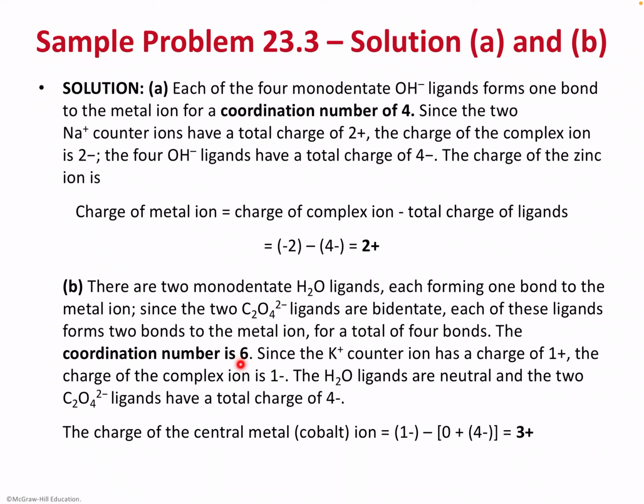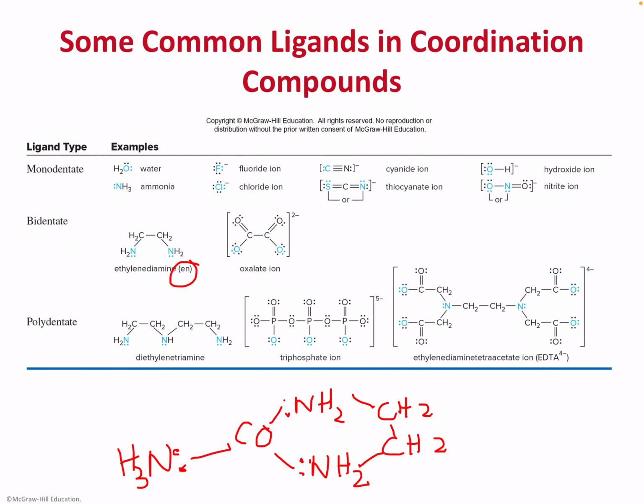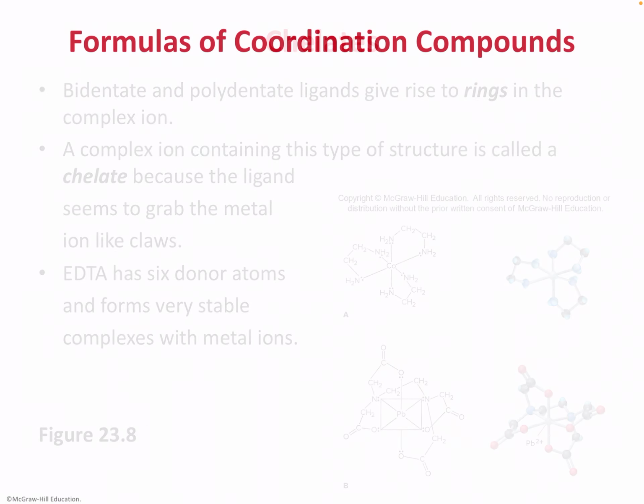Over here it also explains here. Potassium is the counter ion, so charge +1. Charge of the complex ion is -1. So the water ligands are neutral, and the 2 oxalate ligands have a total charge of -4. Because the oxalate ligand, I'll show you again. Oxalate ligand, this one, charge is -2, C2O4. When you see this one, charge of each one is -2, and in our complex, there are 2 ligands.